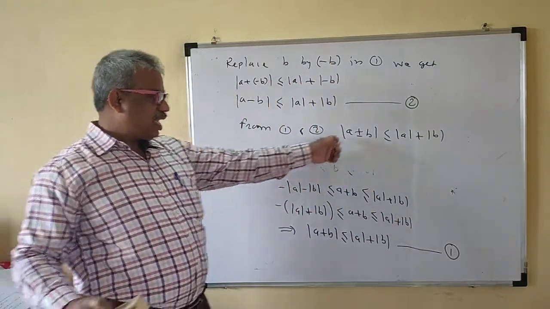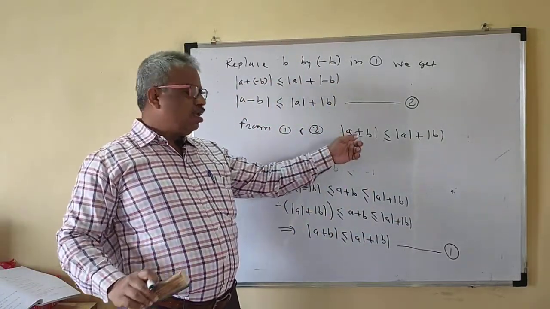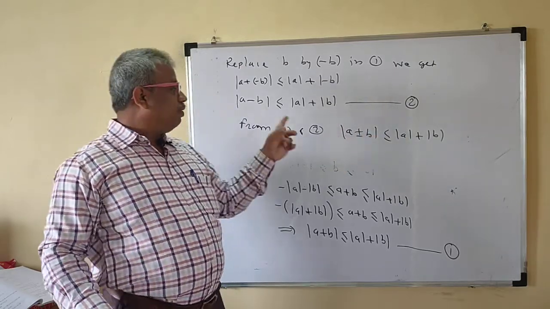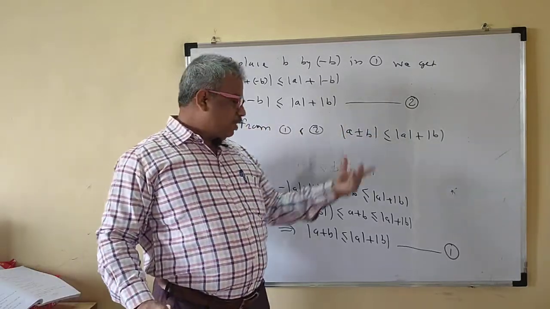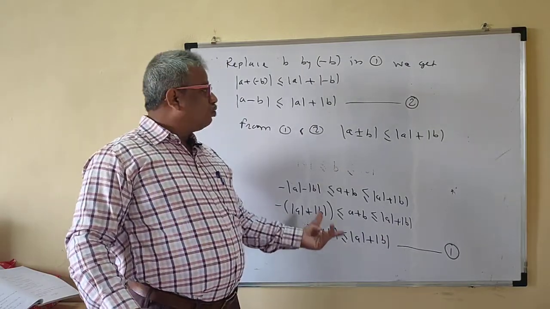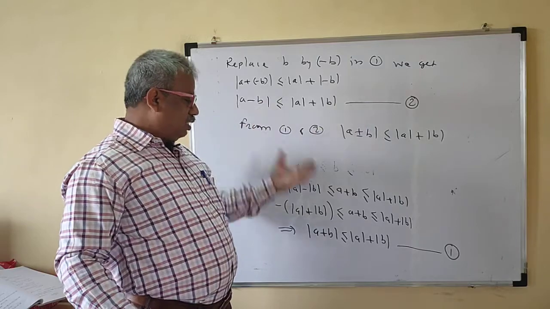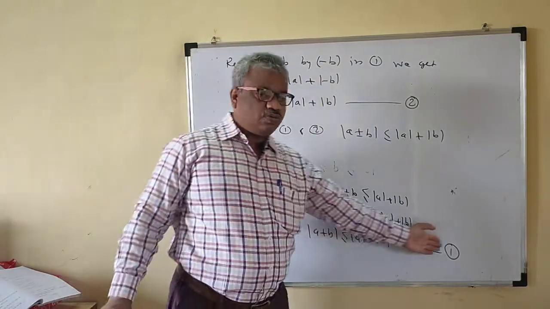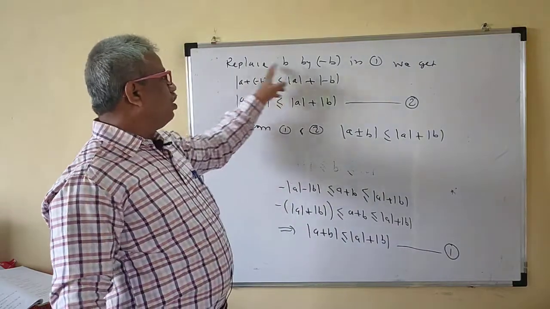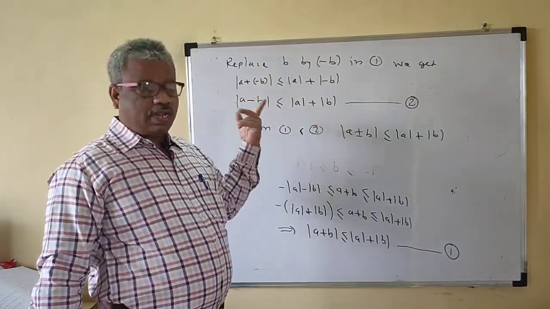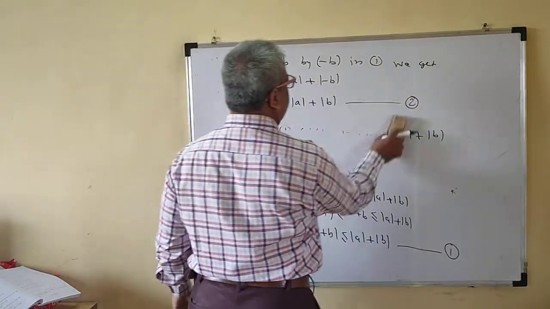If your question is asked like this, prove that mod of A plus or minus B is less than or equal to, then write only this. Otherwise, if they want only A plus B, you have to solve up to this only. If they ask for mod of A minus B, then just replace B by minus B. Just don't write this as 1, we'll write this as 1. So replace B by minus B in 1, we get this, right? So this is your required answer now.